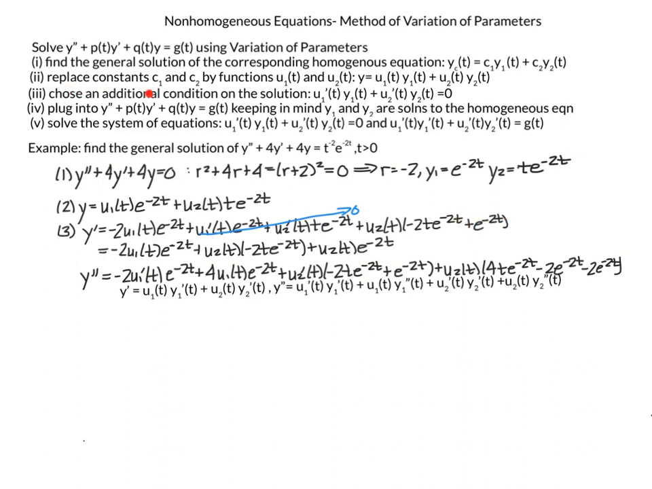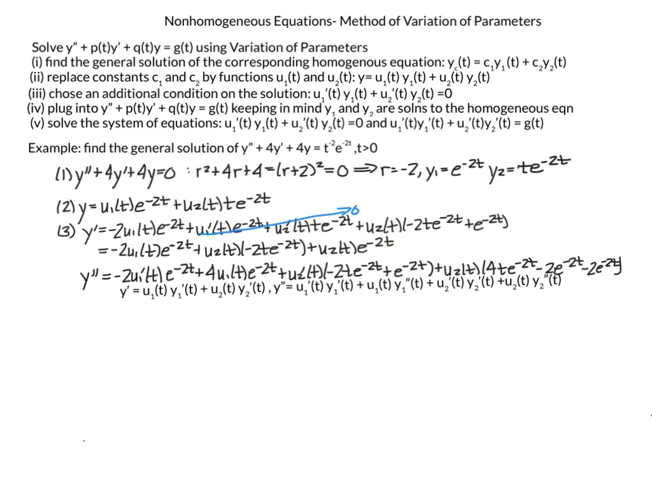And remember, here we chose an additional condition on the solution that the two terms with the derivative added together will equal 0. So here's my u1 prime, here's my u2 prime term. These two added together will go to 0, which simplifies our y prime to negative 2u1 e to the minus 2t plus u2 times minus 2t e to the minus 2t plus u2 times e to the minus 2t.